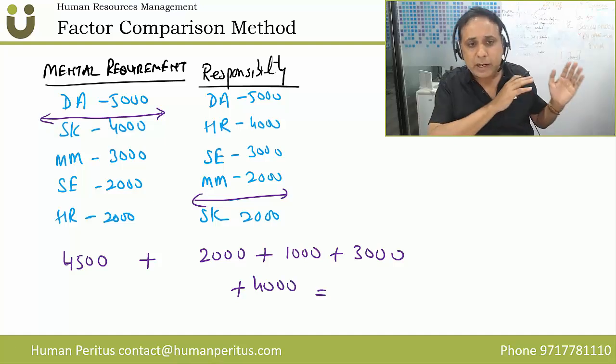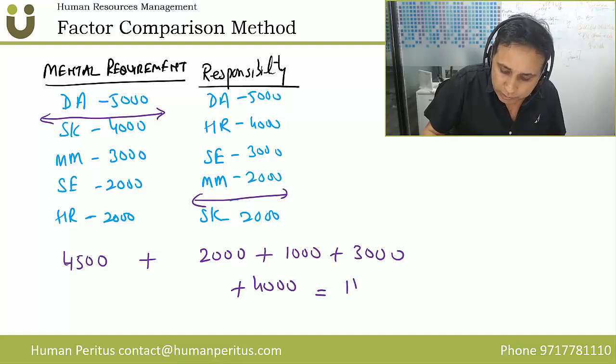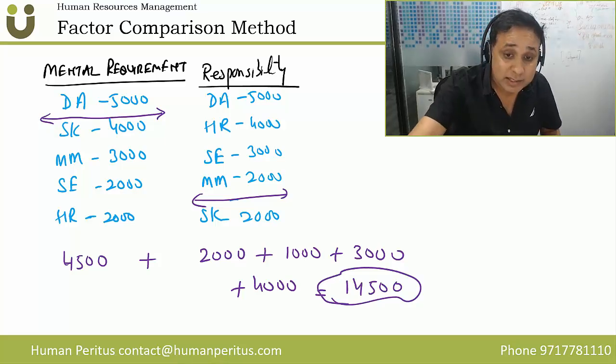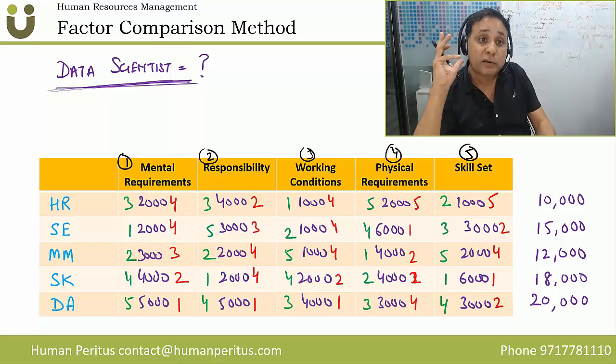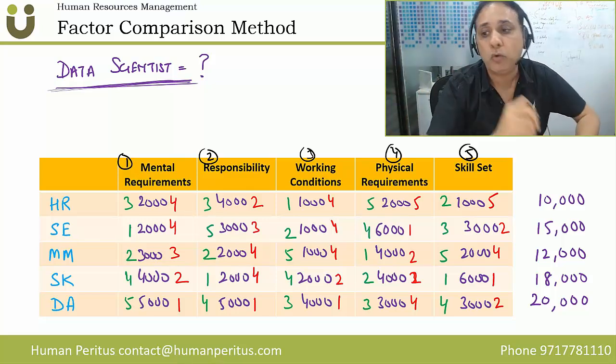And then I add all of them. So 2000, 3, 6, 10. So 14,500 should be the value of data scientist. So guys, this is how we use the factor comparison method to find the value of a job.